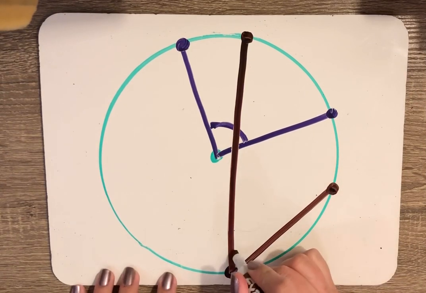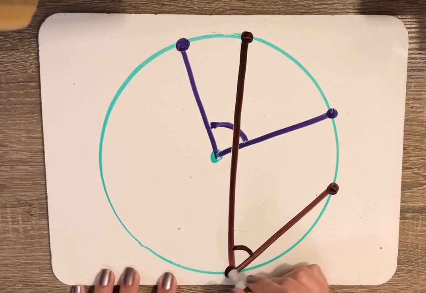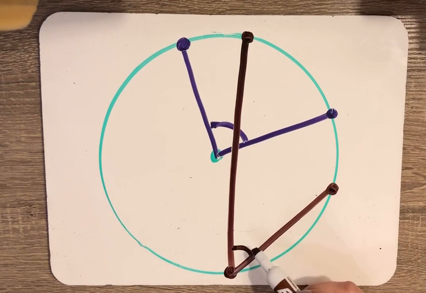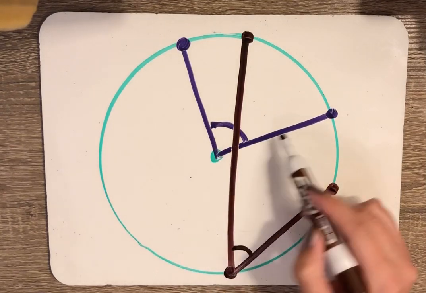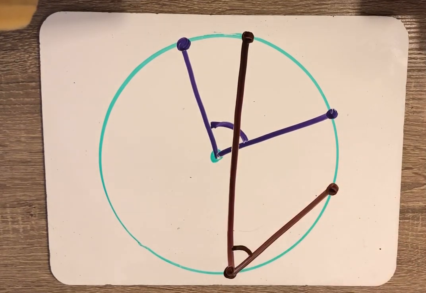So this angle I've created from these 2 chords with a vertex on the circle, this angle in brown is called an inscribed angle. The vertex is on the circle. Central angle, the vertex is the center of the circle. Okay, and then finally, let's, the best we can, create a circumscribed angle.